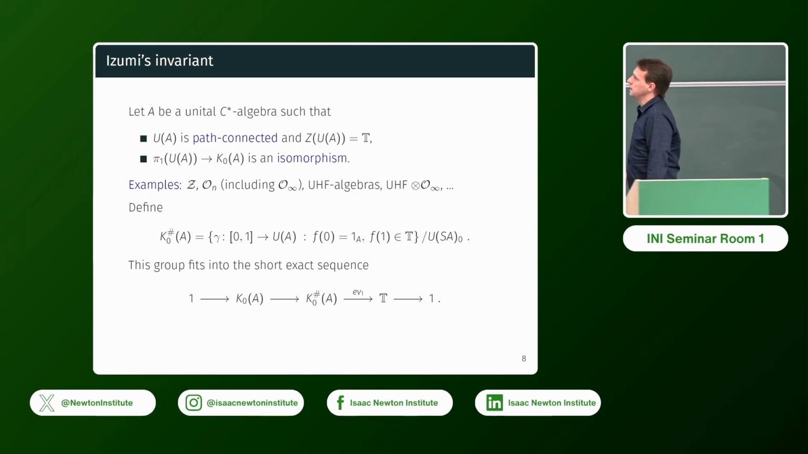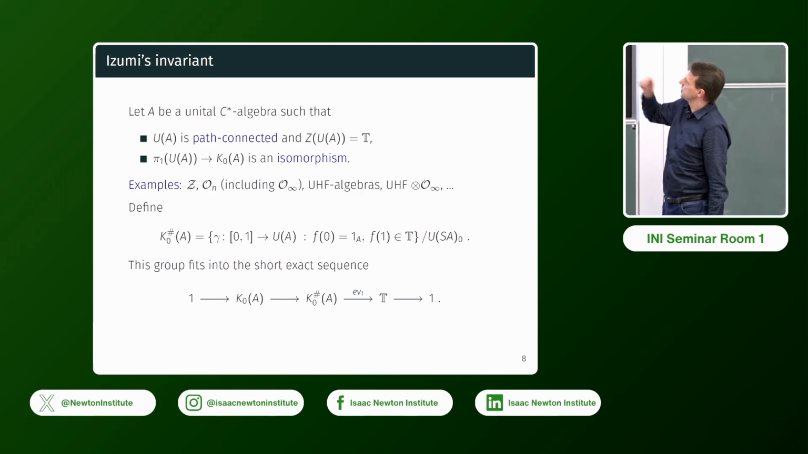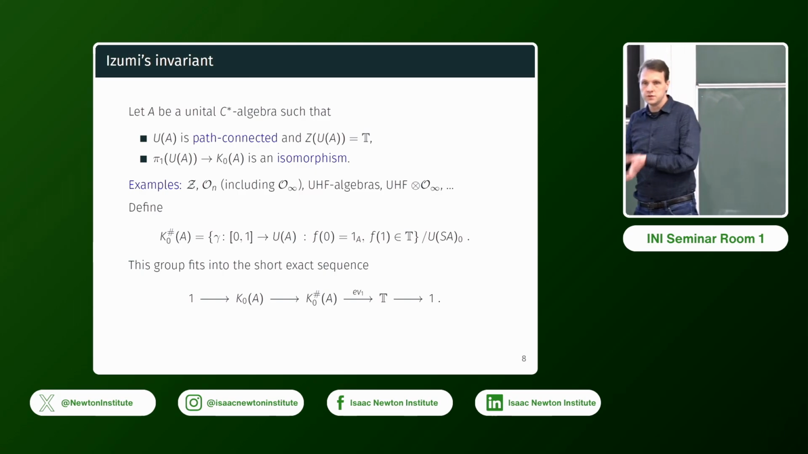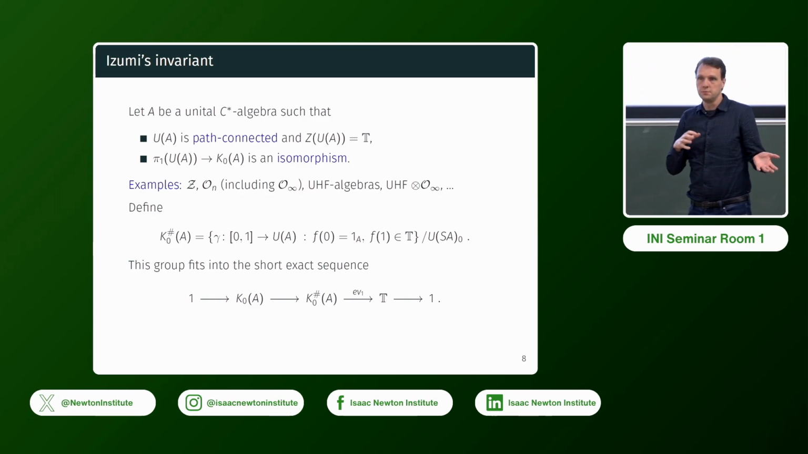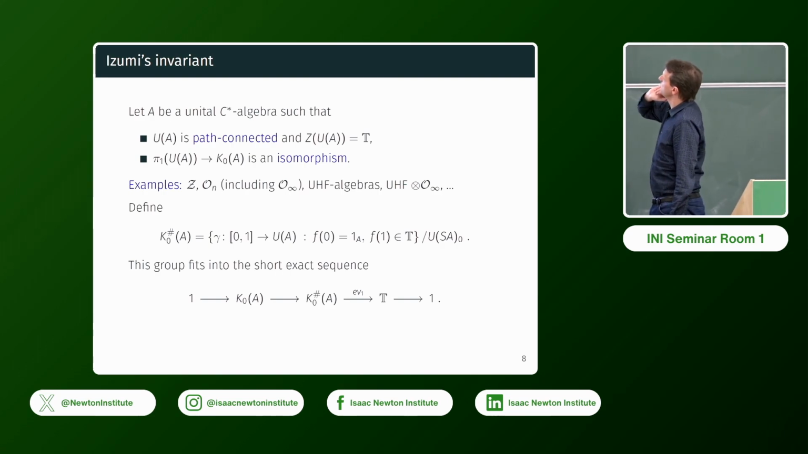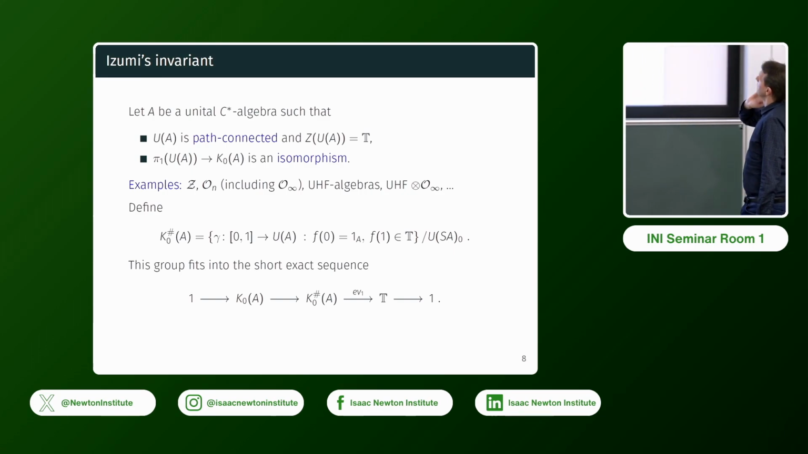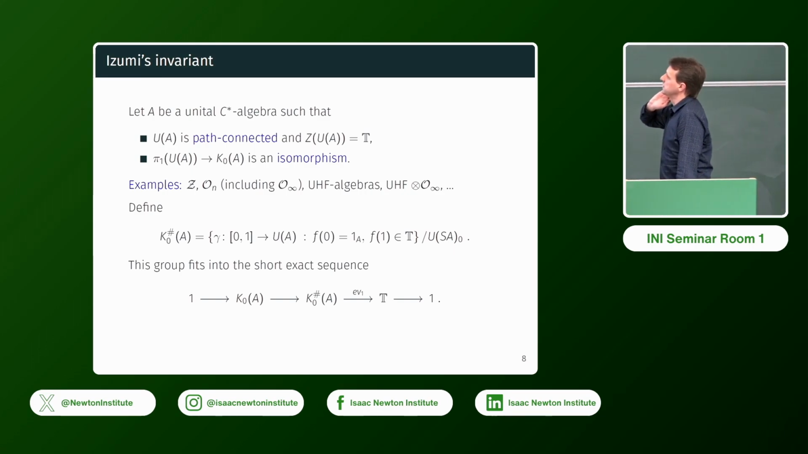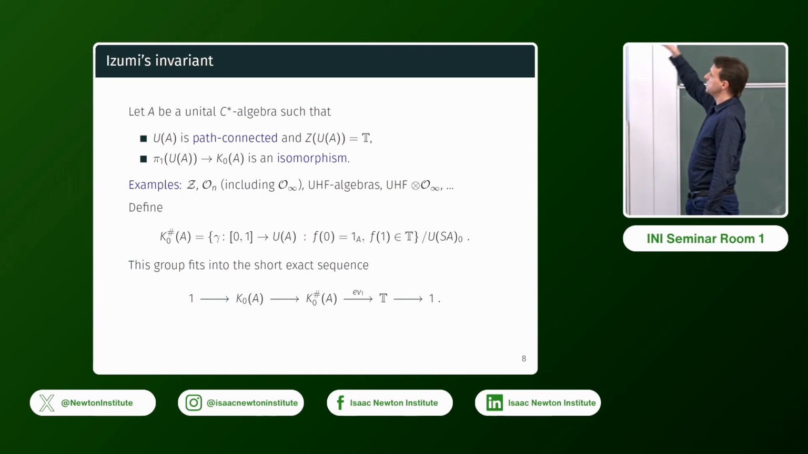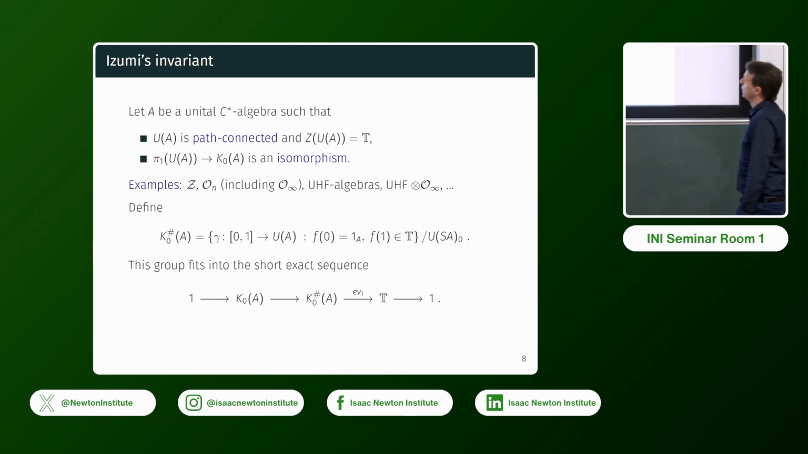There are several examples from the classification program that satisfy these conditions. For example, the Jiang-Su algebra does. The Cuntz algebras that we've seen before in previous talks also do, including the algebra O_infinity. The UHF algebras, these infinite tensor products of matrix algebras, also work, and UHF algebra tensor O_infinity would be another example.